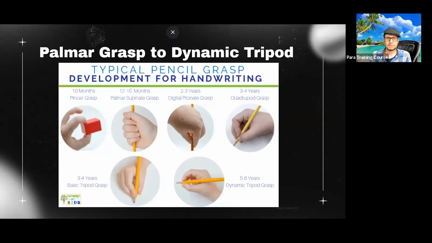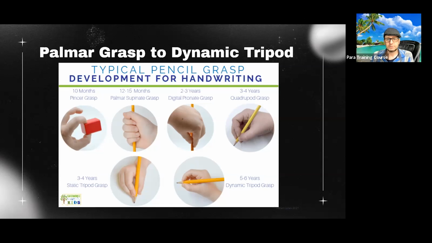Okay, so it's important to note, PALMAR. It's a name. It doesn't mean someone who palms. The name of the person who named this type of grasp. Palmar grasp, moving through to the dynamic tripod. All right, at 10 months, babies can do the pincer grasp, like a lobster or crab. 12 to 15, they can already do the palmar supinate grasp. Okay, so using the whole hand to hold on to something.